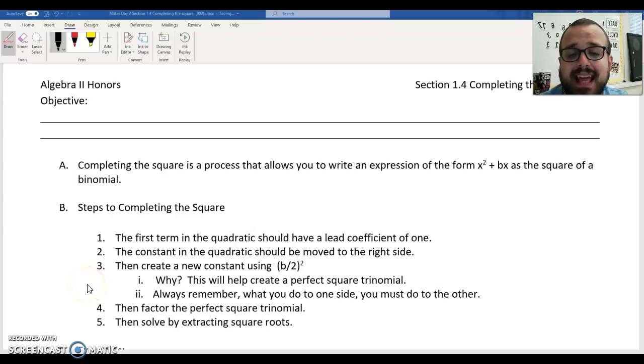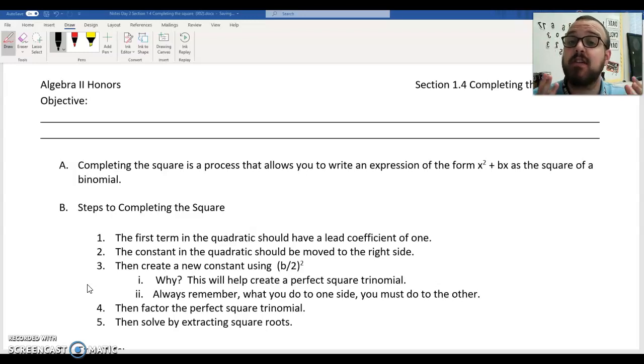Hello, ladies and gentlemen. Today we're going to be talking about completing the square. Before, we were talking about how to find the roots of a quadratic function. The way we were doing that was setting our equation equal to 0, then factoring and solving by setting each of the factors equal to 0 using the zero product property, okay?